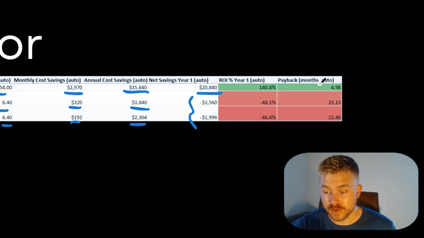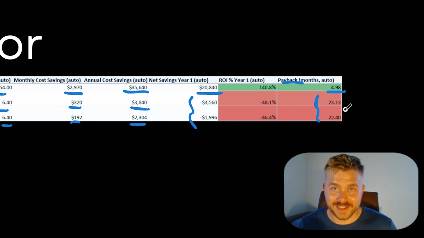And especially if we're looking at this last column here, the payback. So this is how many months will it take for this system to pay for itself, basically. And for the sales side, the sales agent, it's going to be about 5 months, right? And then for the other two, it's almost 2 years. By then, templates are going to change, things are going to change, right?